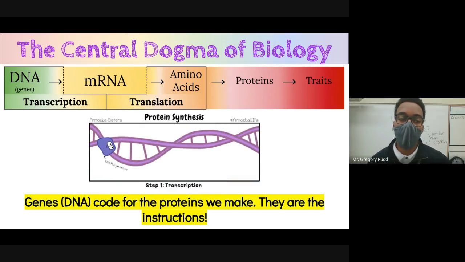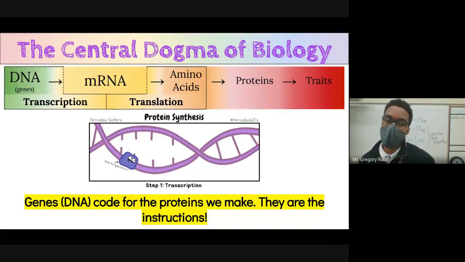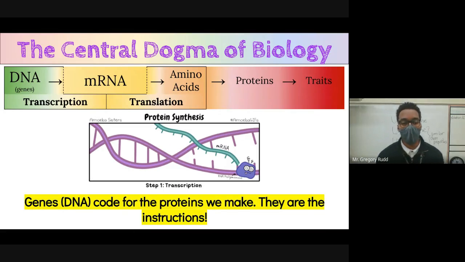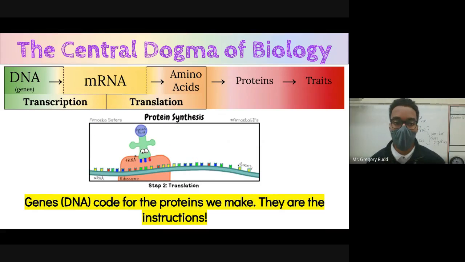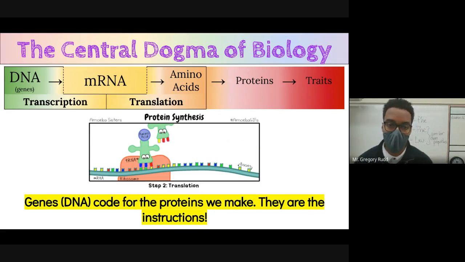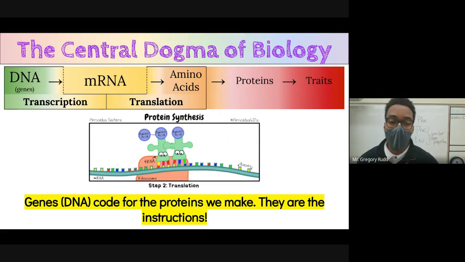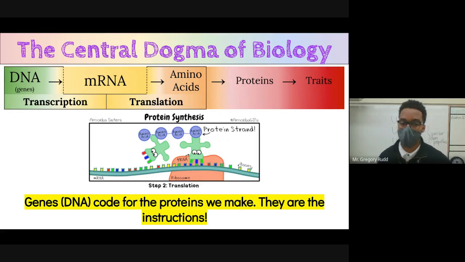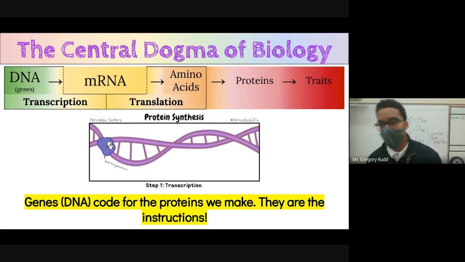DNA going to mRNA is the process of transcription. On Tuesday, we'll talk about the process of going from mRNA to amino acids. That's called translation. Those amino acids eventually become proteins, and the proteins give you your traits. So this is the most important idea in biology.